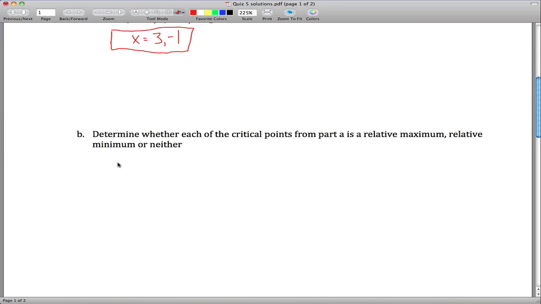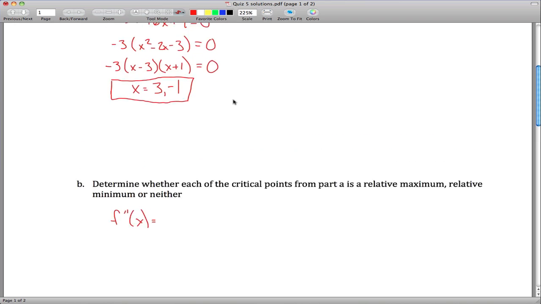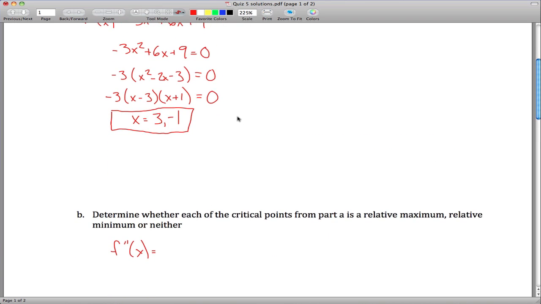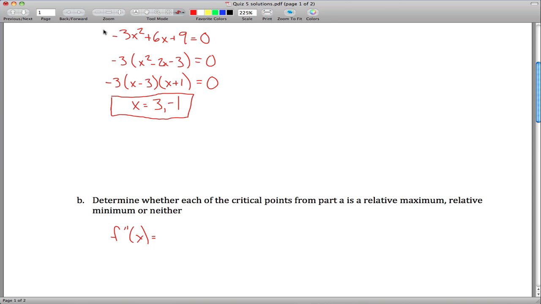Alright, part B, we have to use those critical points to determine whether they're a relative maximum, relative minimum, or neither. I think the best way to do that is to use the second derivative. We know the first derivative, let's leave it in this form. If we take another derivative, we get negative 6x plus 6. So the question is, is f double prime of 3 greater than 0 or less than 0? This is negative 18 plus 6, which is negative 12. Although really you don't even need to know this value. All you need to know is that this is less than 0.